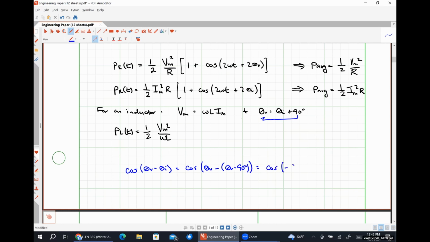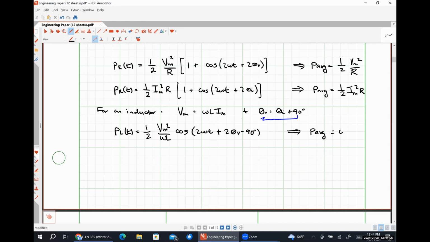Which is going to look like the cosine of positive 90 degrees. What's the cosine of positive 90? 0. So we will not have a DC term at all, okay? So instead, we're just going to have that AC term. So that's going to be the cosine of twice omega t. And now I'm going to add theta V and theta I. So that's going to look like twice theta V minus 90 degrees. From this, we can see that our average power is 0. There's no DC term in our instantaneous power relationship.